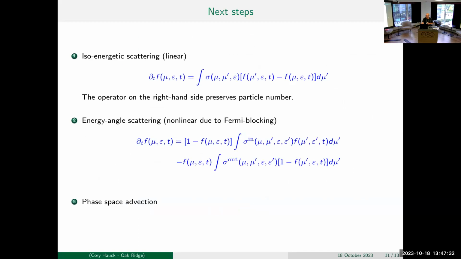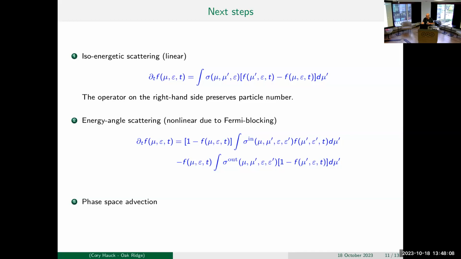So, like I said, this was a very simple parameterized ODE system. You need more collision operators if you're going to do neutrino dynamics. One is you need different types of scattering. One is called isoenergetic. That means the energy stays the same, but the angles change. The second one is called energy angle scattering. That's when the energy actually changes, and neutrinos satisfy a blocking principle that makes this a nonlinear operator. So this is our next step. And then of course there's phase-based advection.